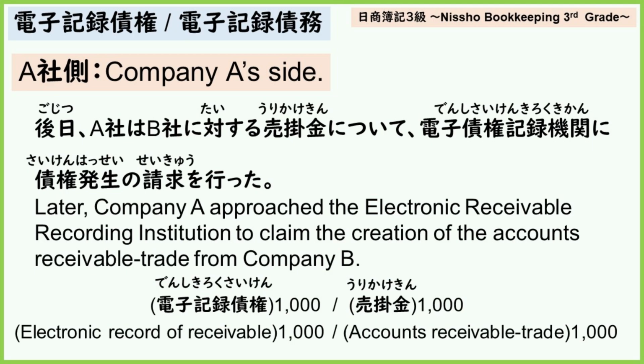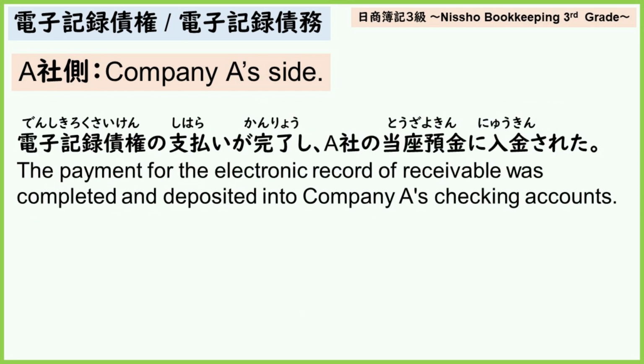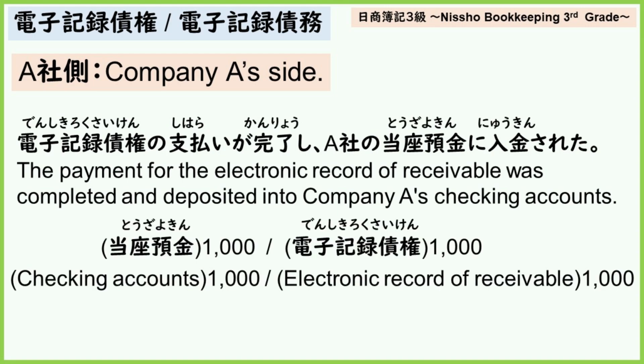Next, let's look at the journal entry when this electronic record of receivable is settled. The payment for the electronic record of receivable was completed and deposited into Company A's checking account. The journal entry is as follows. Debit, checking account 1,000. Credit, electronic record of receivable 1,000.